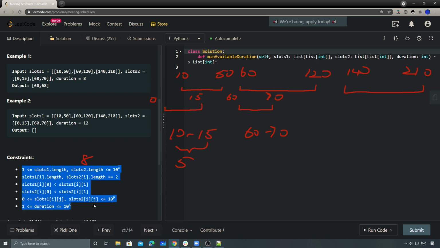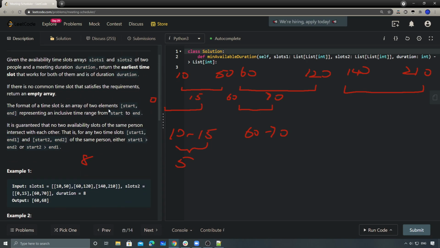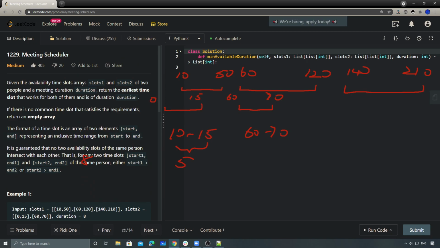Okay, so here are some basic constraints. Obviously, for this kind of intervals problem, we always need to sort, because we want to do a line sweep. We can sort either by the starting time or by the ending time. But in this case, it doesn't really matter which one, because for each person there's no overlapping. If we sort by the start time, the ending time will also always be sorted.